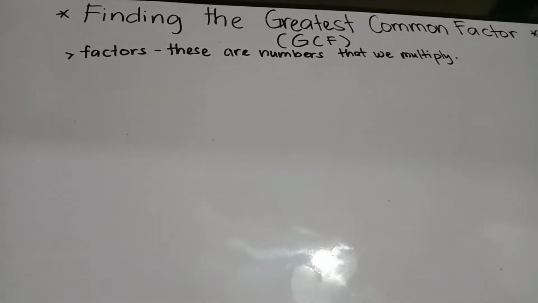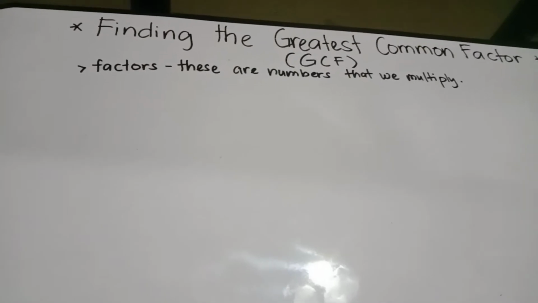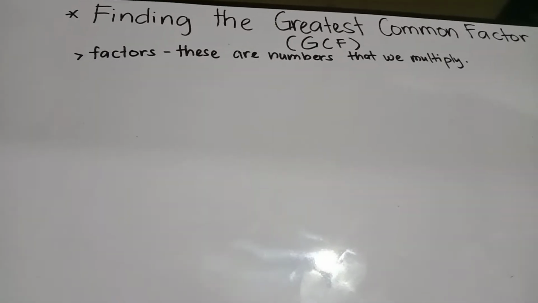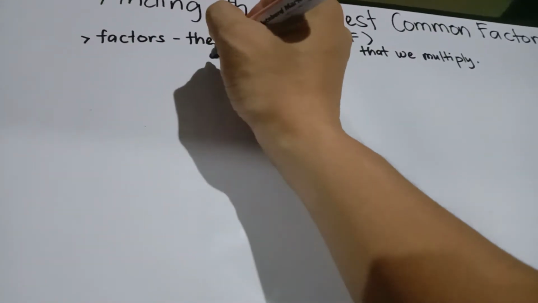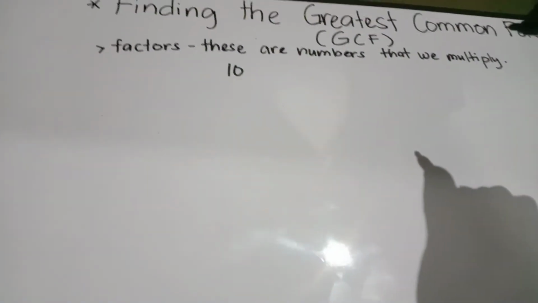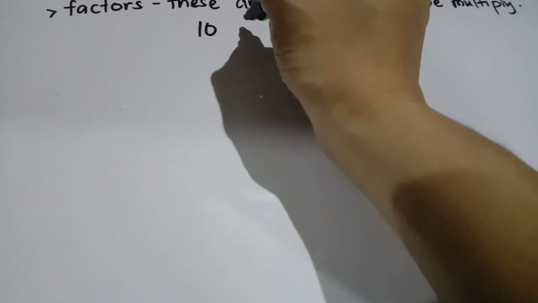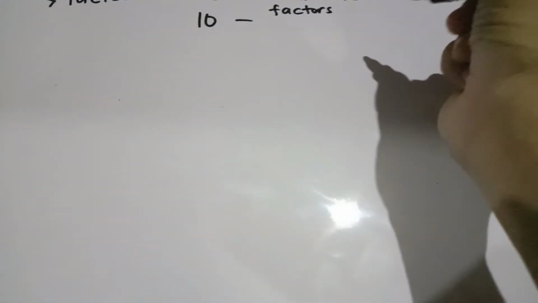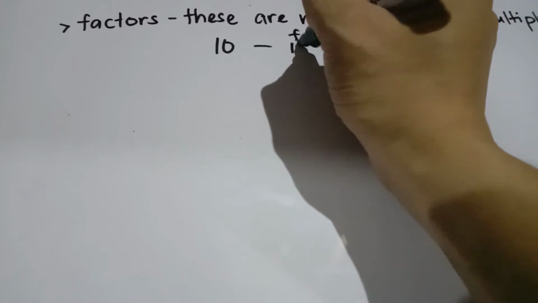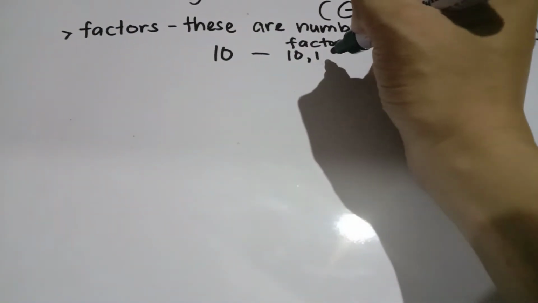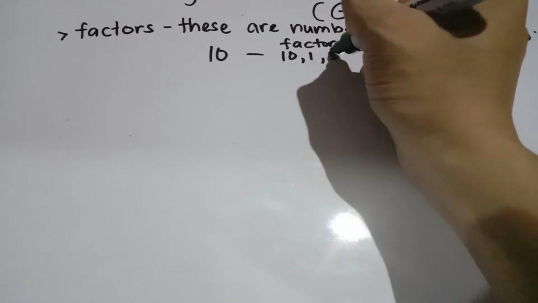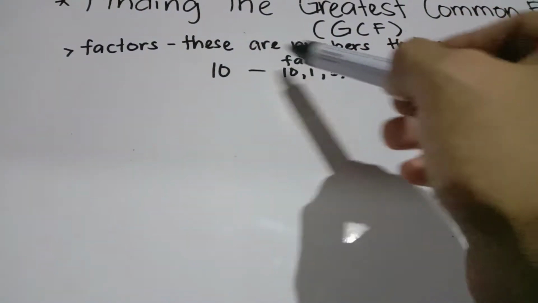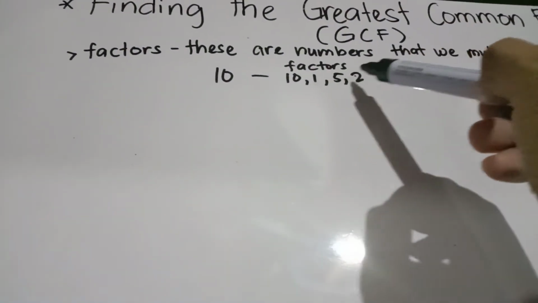Okay, so when we say factor or factors, ito yung mga numbers. These are numbers that we multiply. Okay, so example, the number 10. The factors of 10 are 10 and 1, and 5 and 2. So again, the factors of 10 are 10 and 1, 5 and 2.